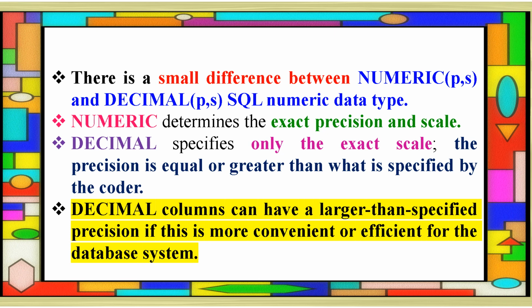So, can you find the difference between numeric of p, s and decimal of p, s? Yes. There is a small difference between them. Numeric determines the exact precision and scale. Whereas decimal specifies only the exact scale, the precision is equal or greater than what is specified by the coder. Decimal columns can have a larger than specified precision if this is more convenient or efficient for the database system.